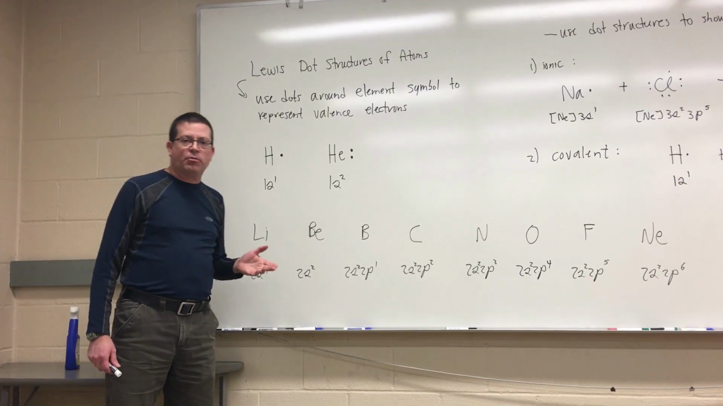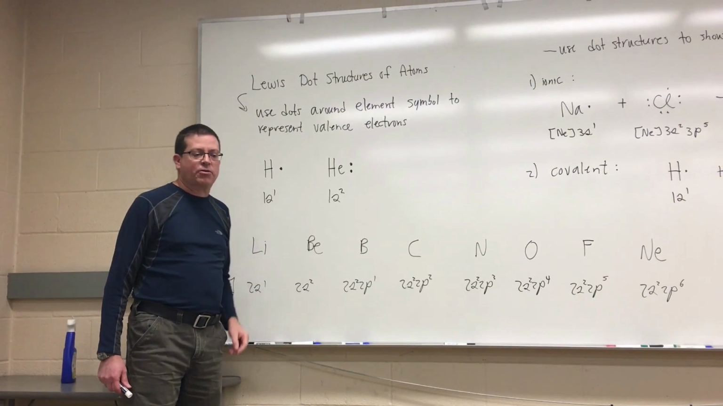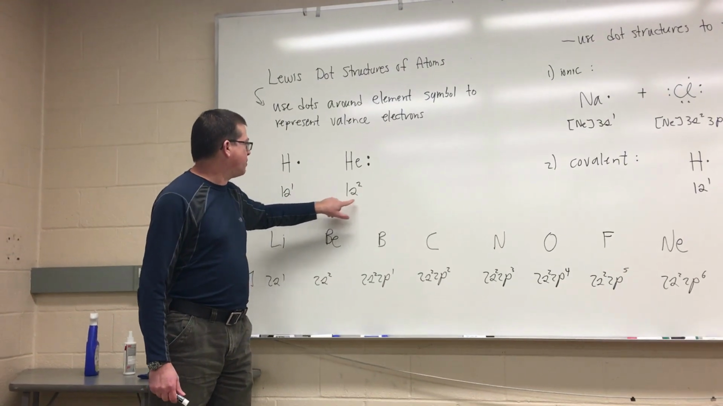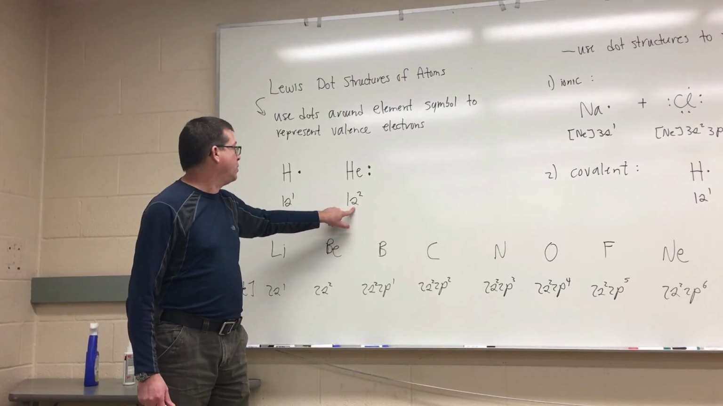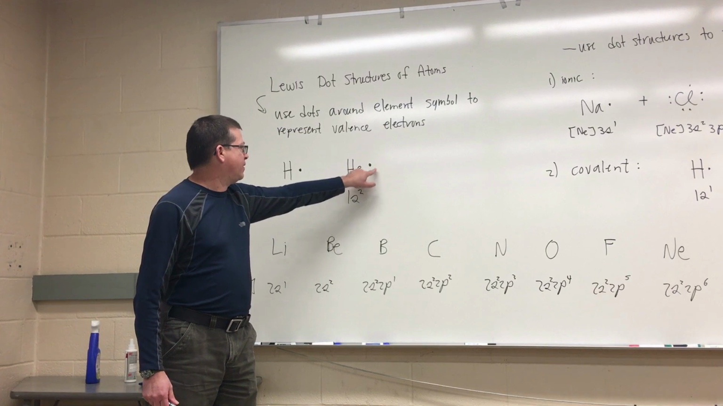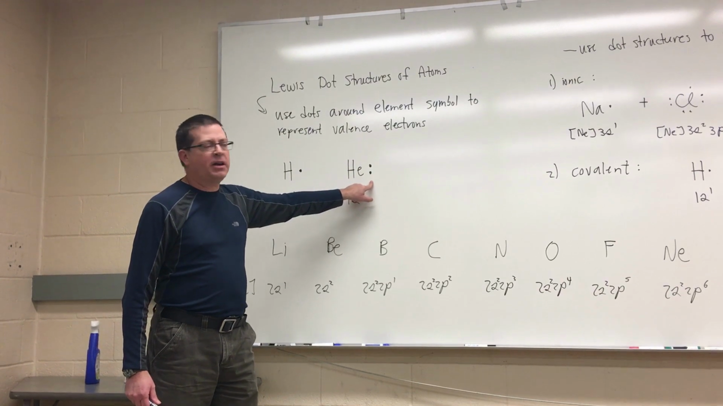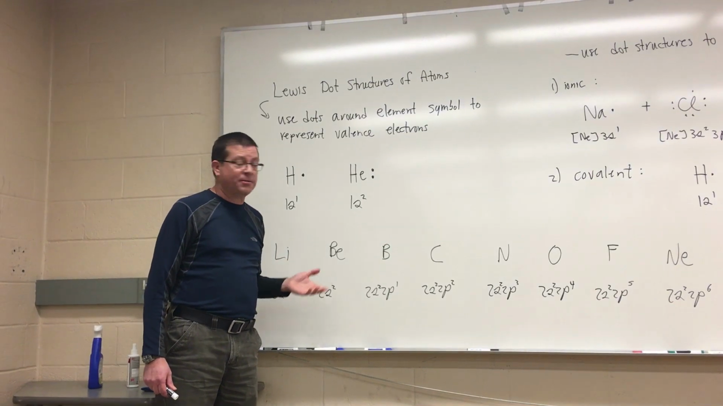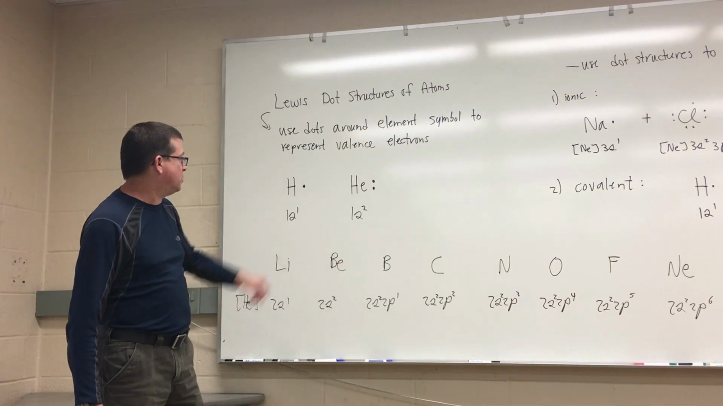Now if I go to helium, which is the next element, I pick up another electron. And what I do here, of course, is fill up the 1s2 orbital. So I'm going to show that by pairing the electrons up here next to helium to signify again that I have filled an orbital, in this case the 1s2.